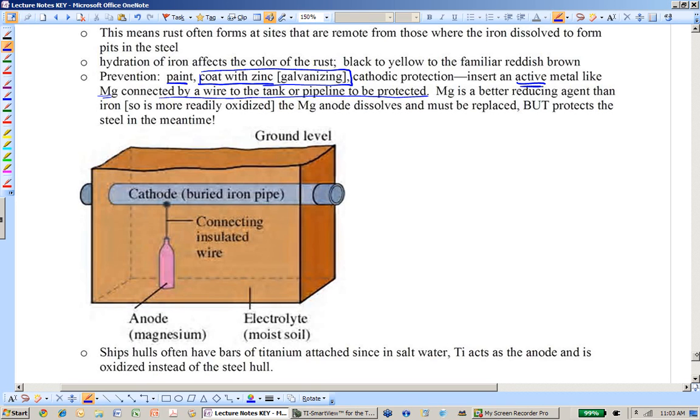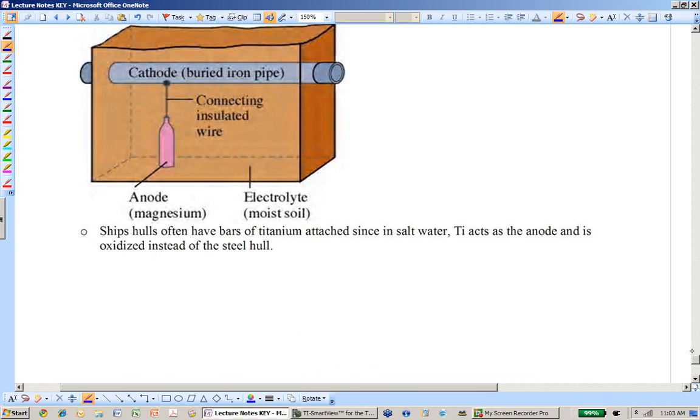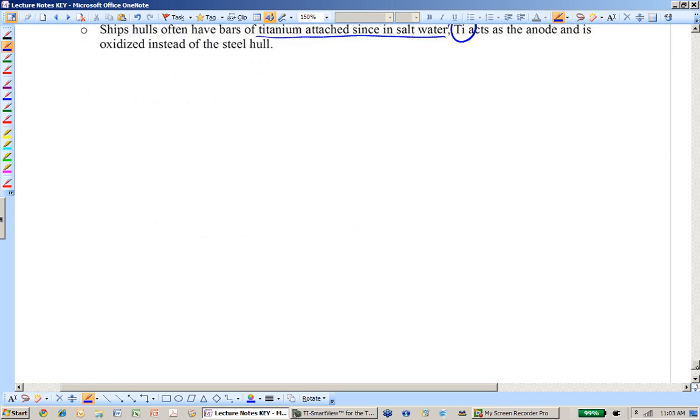And then ship hulls, which are also big giant chunks of steel, often have bars of titanium that are attached to them, because in salt water, titanium acts as the anode and is oxidized instead of the steel hull. So it's much cheaper to keep replacing your titanium bars than it is to replace the entire hull of a ship.